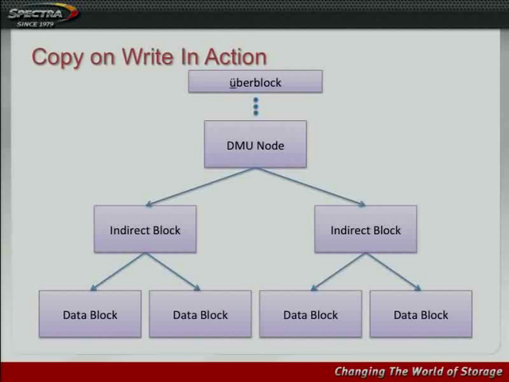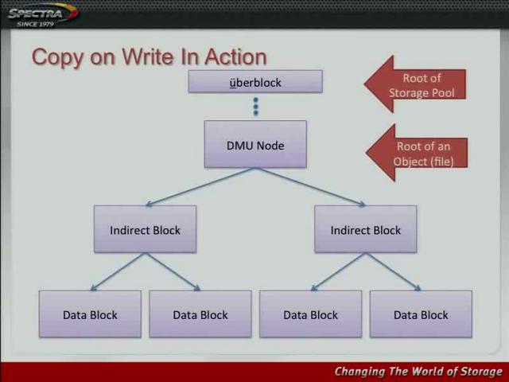So let's see what happens when we do a copy on write activity in the file system. In this diagram, the three ellipses that you see up here are to denote the fact that when we come down through the file system, we've kind of collapsed a few layers in trying to get to this bottom object that we're talking about. So here is the root of the storage pool. This is where everything starts in ZFS. It's called the Uber block.